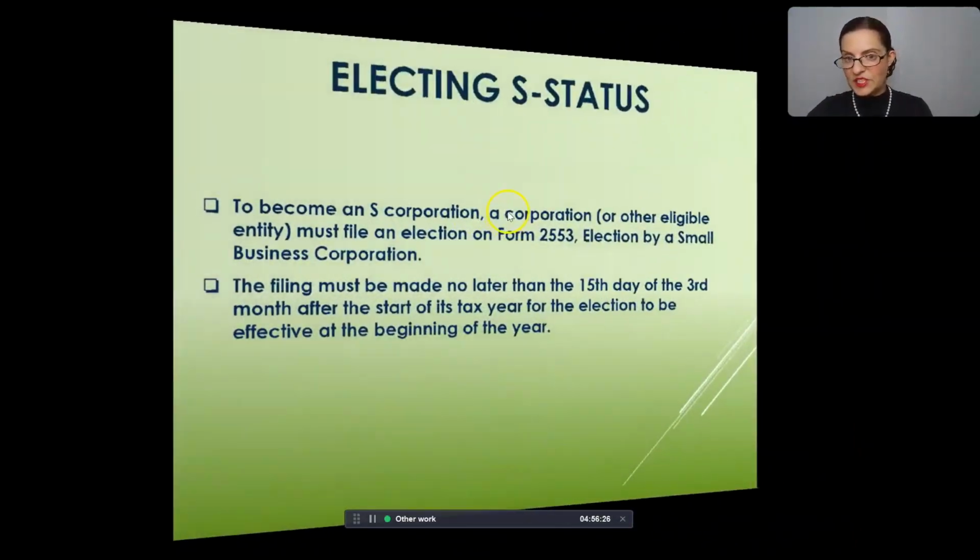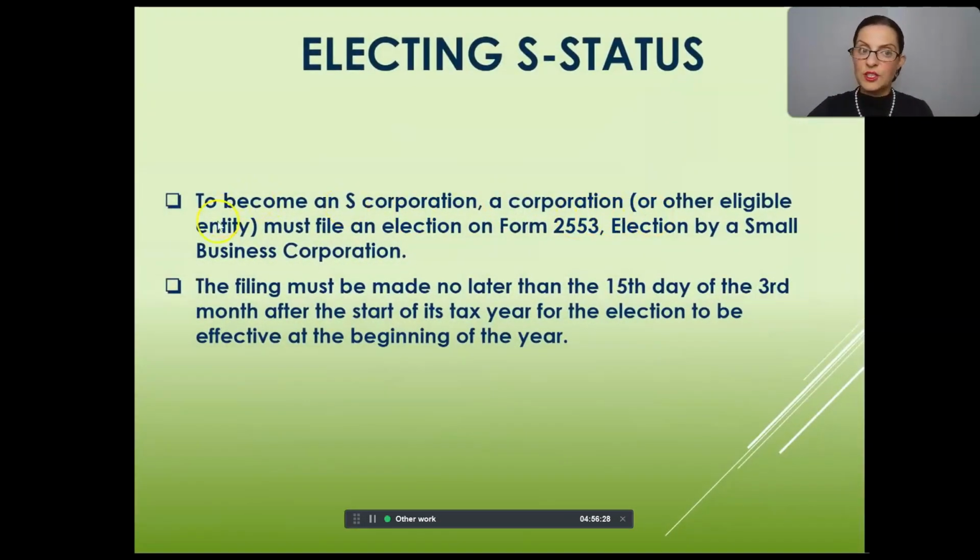To become an S corporation, a corporation or other eligible entity must file an election on Form 2553, election by a small business corporation, basically immediately after the formation. You're supposed to file this form right away. Otherwise, it's considered a late election. And I know that late elections are really common, but the IRS has been screwing them up a lot lately. So I do recommend that if you are going to elect S status, you should do it as soon as possible, which means you should do it on time.